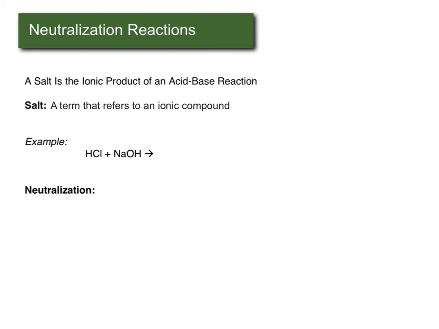So, for example, here we have HCl, which is an acid, and NaOH, which is the base. And in this case, the H will be donated to the OH minus that's there with the Na, and you'll get H2O. And then the Na plus and the Cl minus will combine, and you'll get NaCl, which is table salt, a salt. But the salt doesn't have to be table salt, it can be any ionic compound.